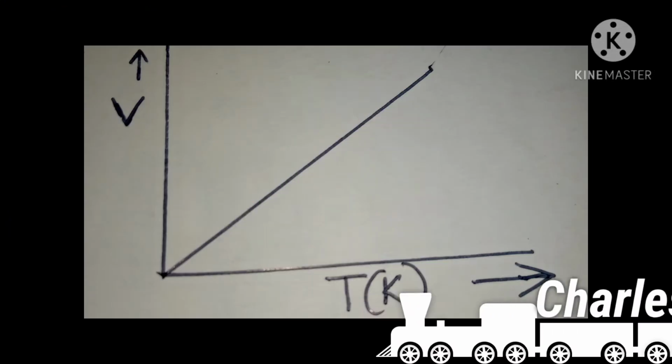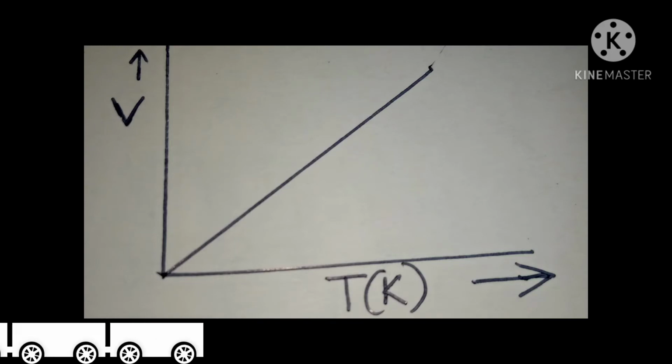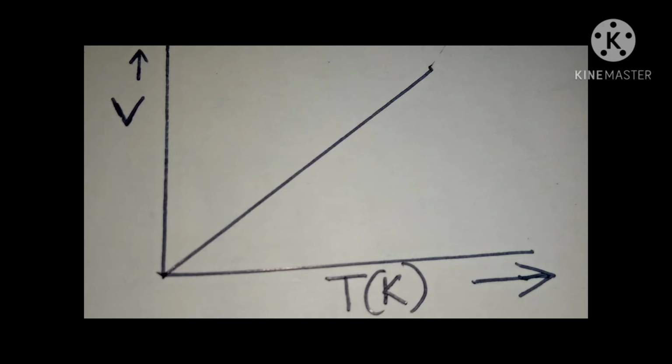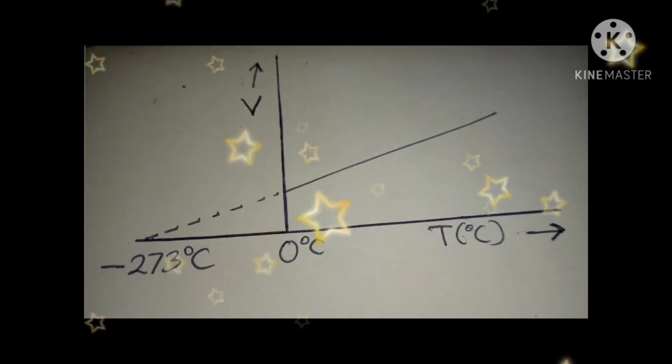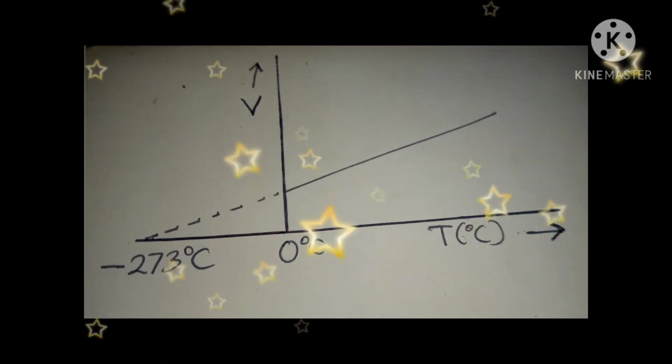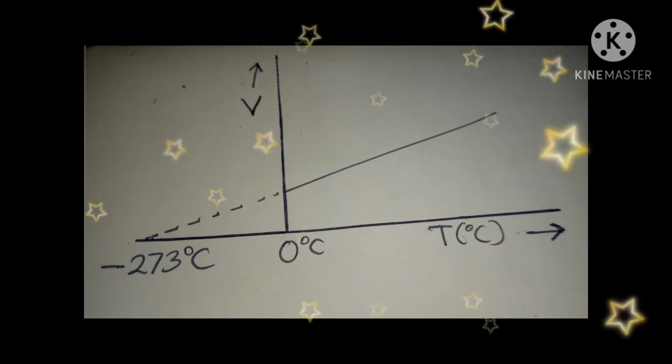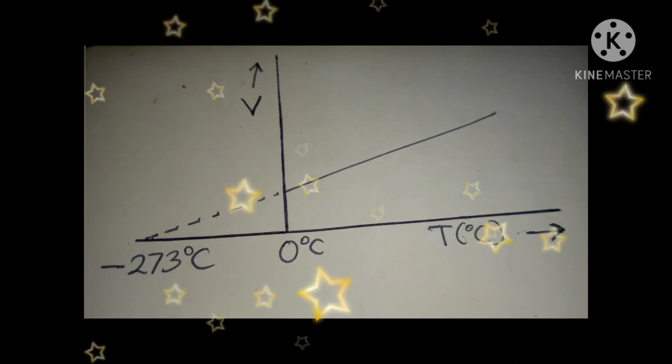Now we have the graphical representation of Charles' law. We have this, that the volume and the temperature are presented here. Now, you must include the unit. Here it is Kelvin, okay? And we have this other one where the unit used is degrees Celsius. So you see the dotted line, that is 0 degrees Celsius.